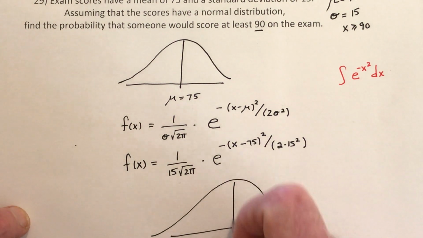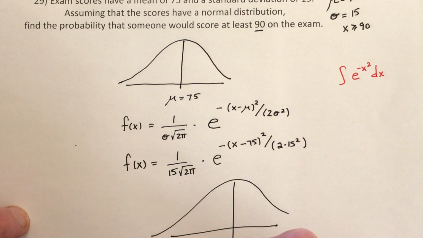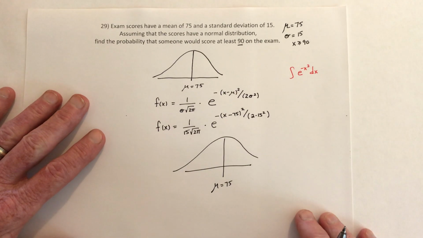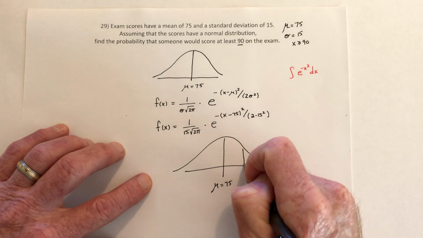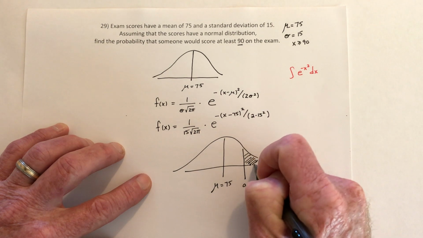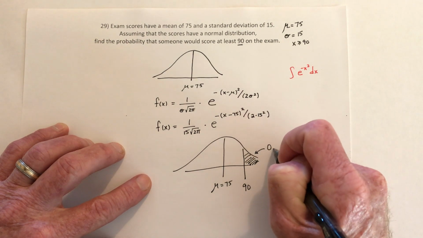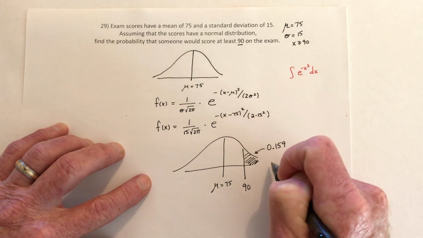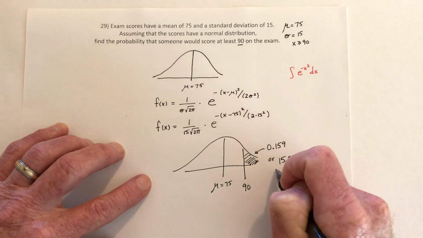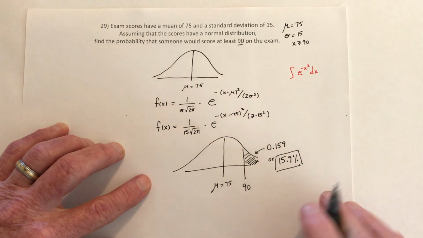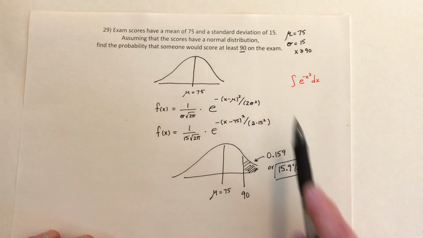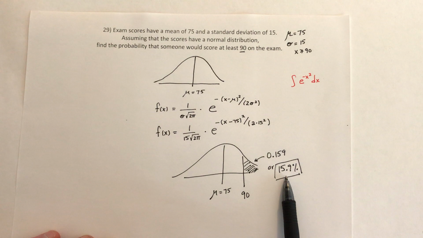So using the calculator, it basically said right here in the middle is 75. Sorry, let me zoom back out. And then we integrated from 90 on, and this area was 0.159 or 15.9%. So basically getting at least 90 on the exam is an A. So what percent of the class should get an A? In theory, 15.9%.